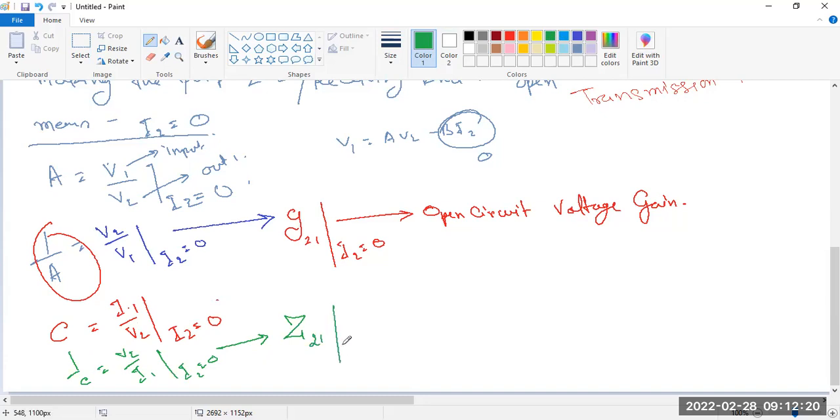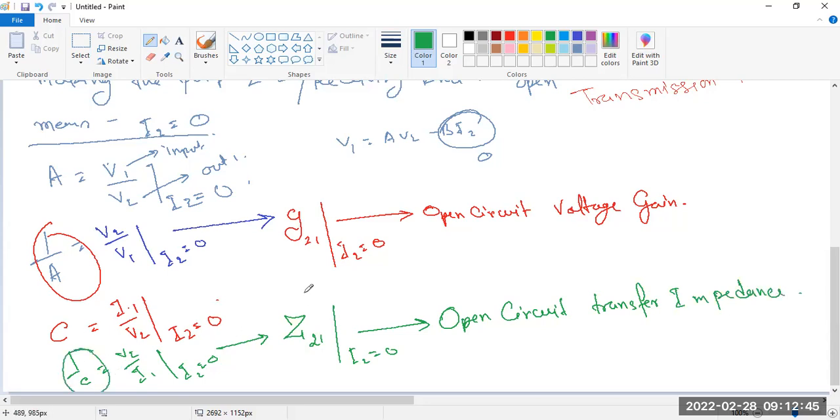that is Z21. When I2 is 0, it has a particular name, that is called the open circuit transfer impedance. So this 1 by C or Z21 is called open circuit transfer impedance.